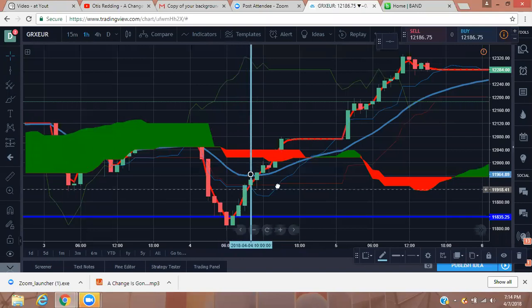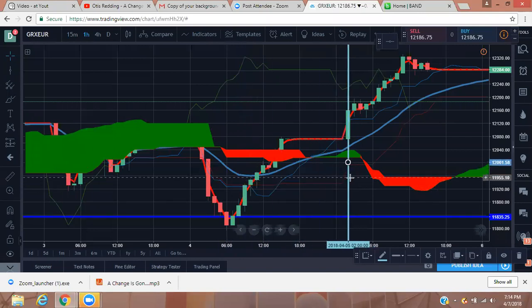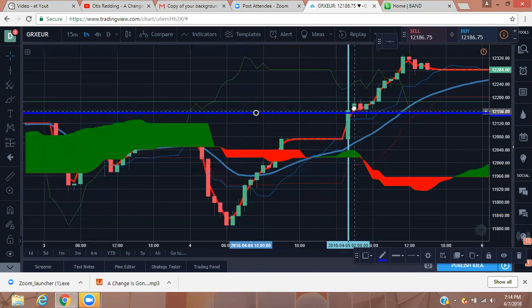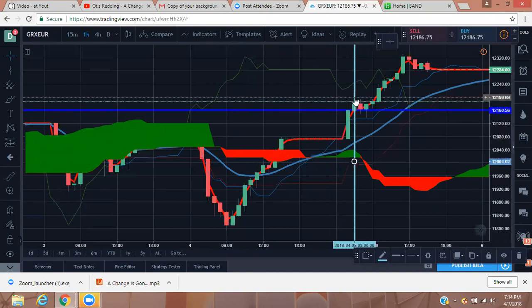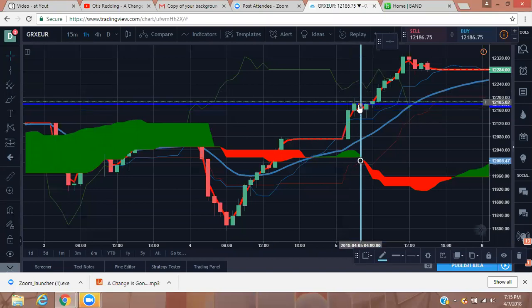So then, when it's above the cloud, like right here, it gapped like that because of the time. So you place your buy stop right here, and this candle would have broke it, and you would have made around 100 pips right there. Then again, you place your buy stop above the next candle, and you'd have made your 50 pips.